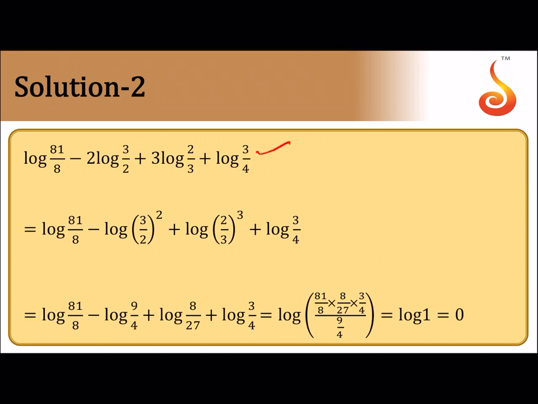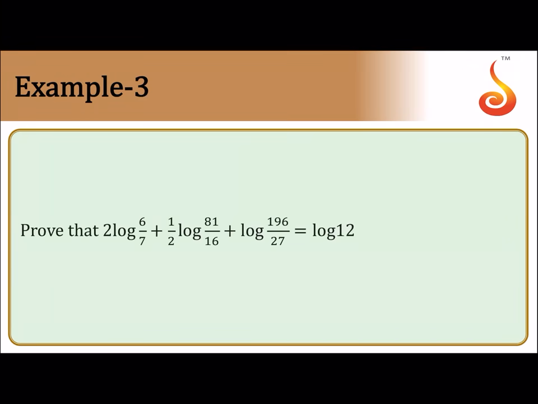I hope you have written. Move to the example. In the same way, 81 by 8 minus 2 log base, this is the question given. 81 by 8 minus 2 will go inside, 3 by 2 whole squared, log of 2 by 3 whole cubed. Next step this one, and simplifying, log 1 is equal to 0.